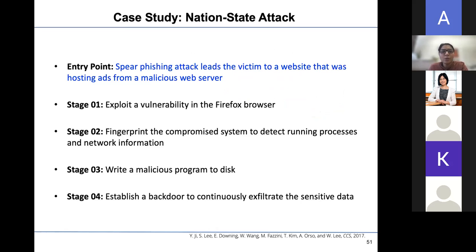Okay, so we have this result. And now I will be showing you some case studies we did using real attack data. For that, I'll be using a nation state attack. Here, the entry point is via a spear phishing attack, where the attacker leads the victim to a website that will be hosting ads from a malicious web server. In stage 1 of the attack, the attacker exploits a vulnerability in the Firefox browser. Then once that is achieved, it progresses to stage 2, where it fingerprints the compromised system to detect the running processes and collect the network information. In stage 3, a malicious program is written to the disk. And in stage 4, the attacker opens up a backdoor and exfiltrates the sensitive information, right?